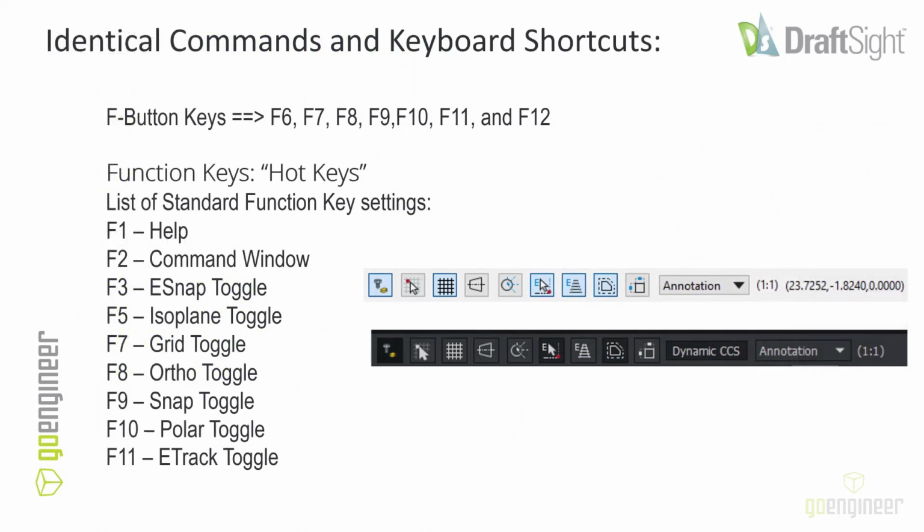You have your identical commands. So your F buttons are the same that you're used to. So of course, E-snap, your command window, ISO toggle, your grid toggle, ortho, your snap toggles, your polar, and your E-track toggles.